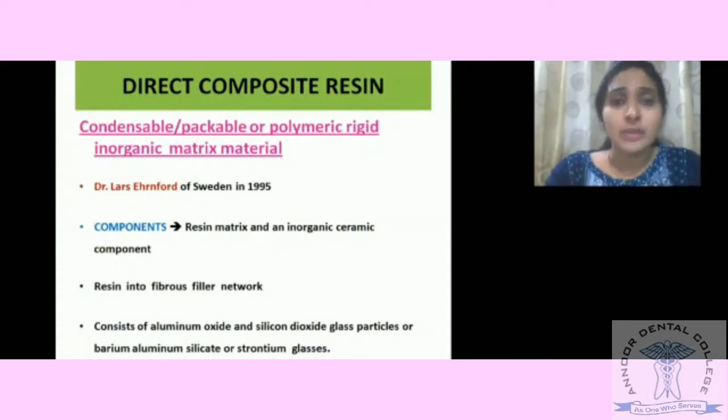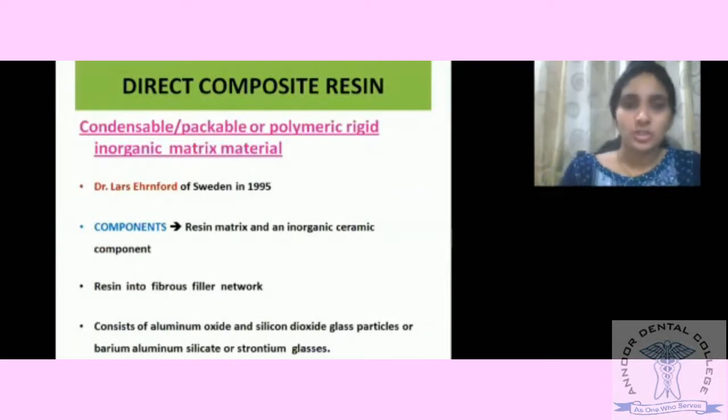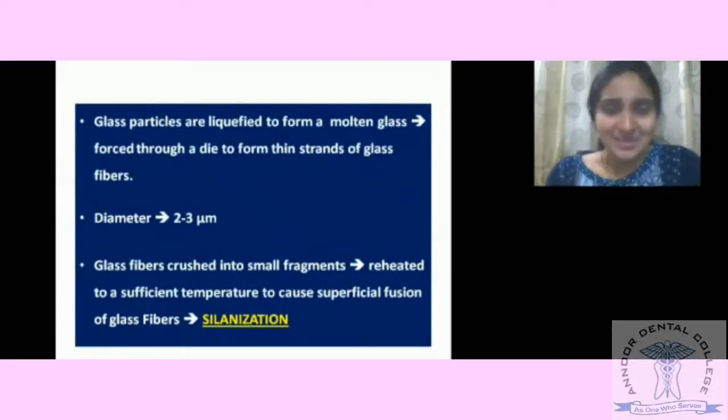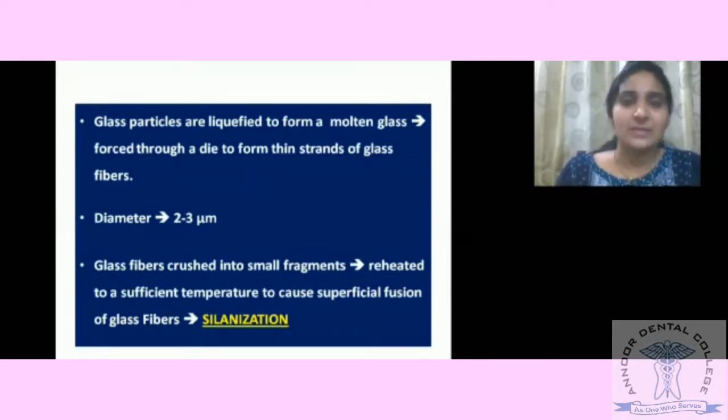It consists of aluminum oxide and silicon dioxide glass particles, barium aluminum silicate, and strontium glasses. The mechanism is that the glass particles are liquefied to form a molten glass, which is forced through a die to form thin strands of glass fibers, and the diameter of these glass fibers is 2 to 3 micrometers. An important process occurs, that is siliconization. What is siliconization? Glass fibers are crushed into smaller fragments and then reheated to a sufficient temperature to cause superficial fusion, and this is known as siliconization.